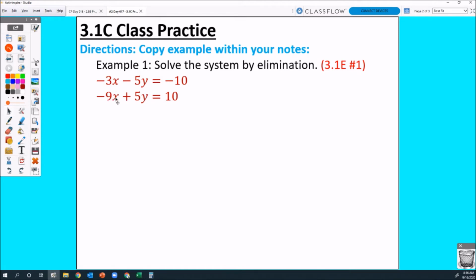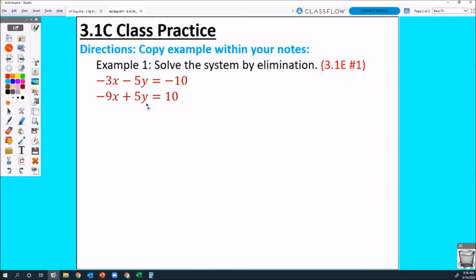So whenever x and y are on the same side for both equations, that means you can do elimination, especially when you can see right away, for this particular example, the x's line up, the y's line up, the equal sign lines up, and the number lines up. So right away you can tell yourself, hey, I'm going to do the elimination method.